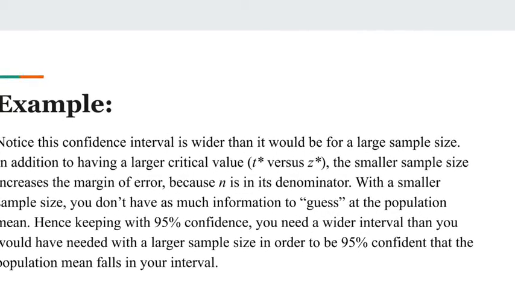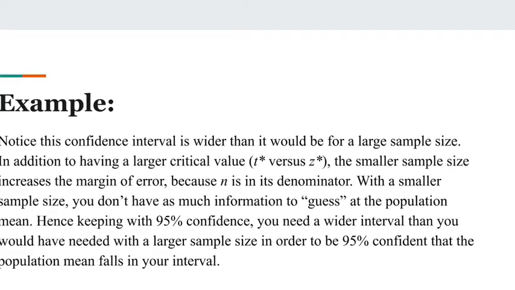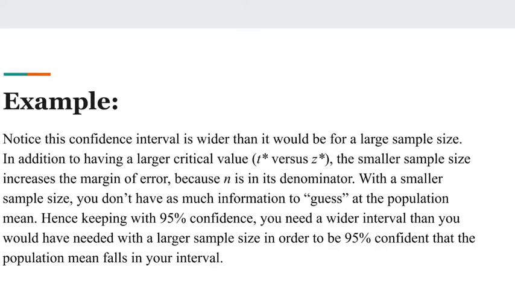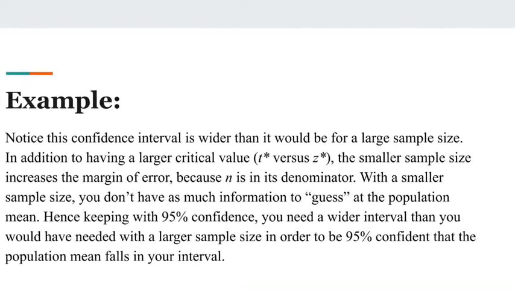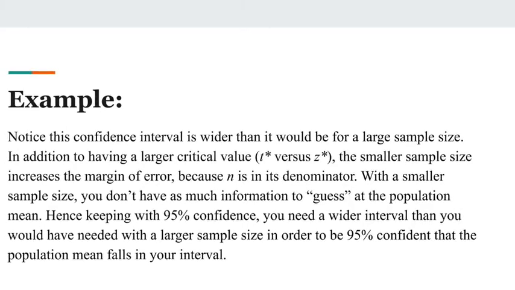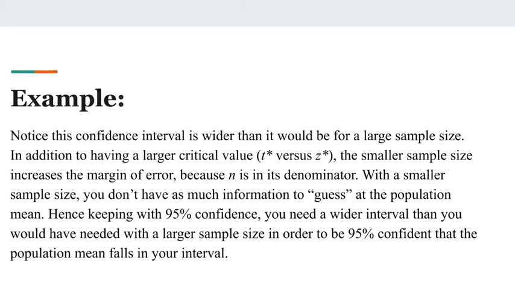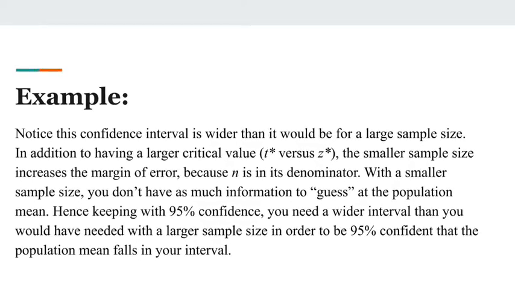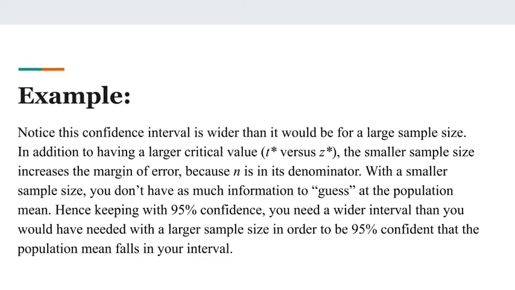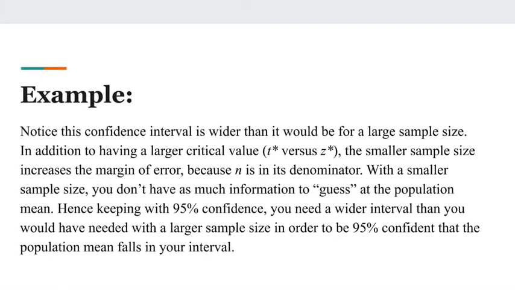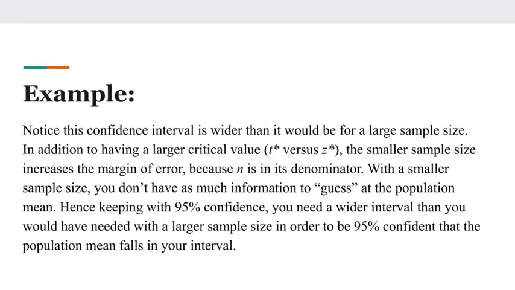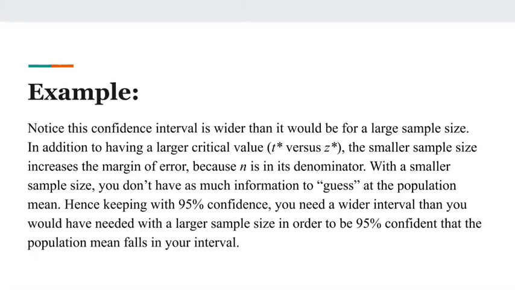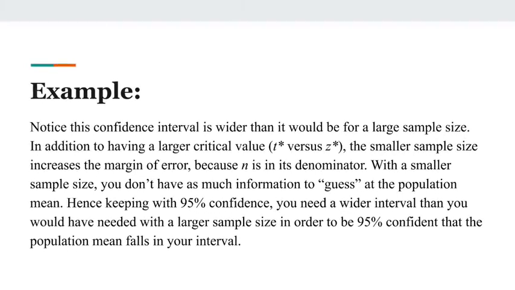Notice this confidence interval is wider than it would be for a large sample size. In addition to having a larger critical value, the smaller sample size increases the margin of error because n is in its denominator. With a smaller sample size, you don't have as much information to guess at the population mean. Hence, keeping with 95% confidence, you need a wider interval than you would have needed with a larger sample size in order to be 95% confident that the population mean falls in your interval.